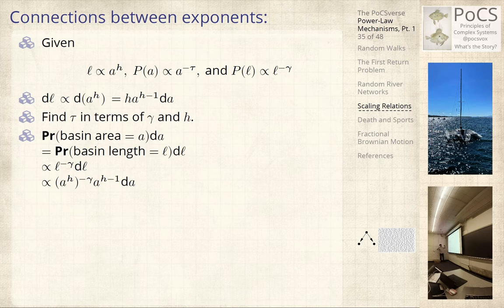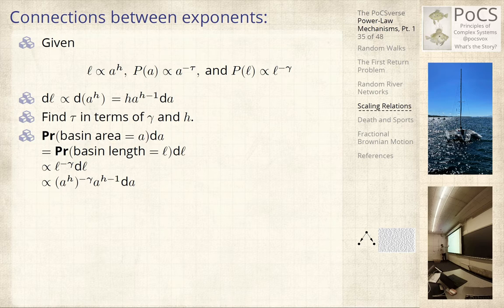So we do this, and so you'll do this. This is an important thing. We're going to do it a few times, but this is the basic transformation of variables for probability distributions. So we need to get our DLs and our DAs connected. So DL is just D of A to the H, right? That's proportional. So it's just the differential of this. So H, A to the H minus 1 with a DA. So now we can replace that block with this block, and that's what we do down here. The DL gets replaced with this blob. That's just a constant.